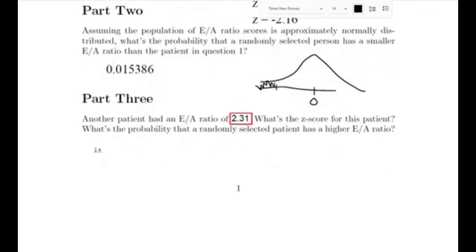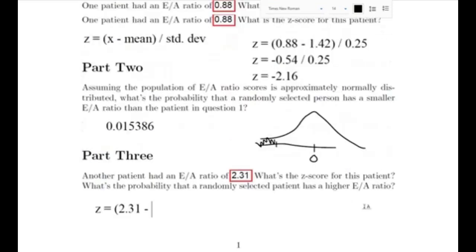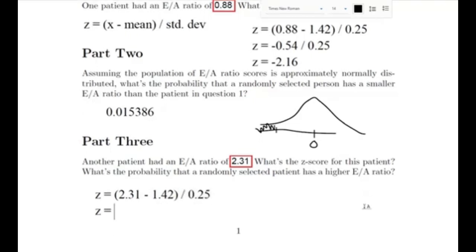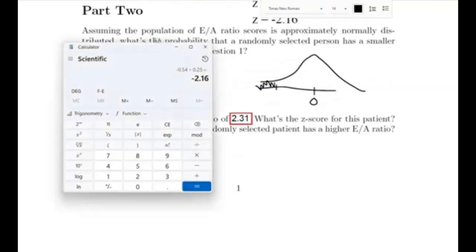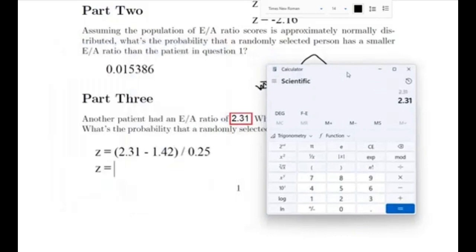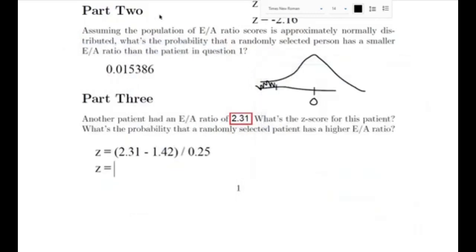Part 3, you're just repeating the steps. Except now we're putting 2.31 in for the value we're trying to convert. Same mean, same standard deviation. Divide that by 0.25, so it's 3.56 is what I got for this one. And so this question asks you to calculate the z-score and to also calculate the probability that we have a higher EA ratio.